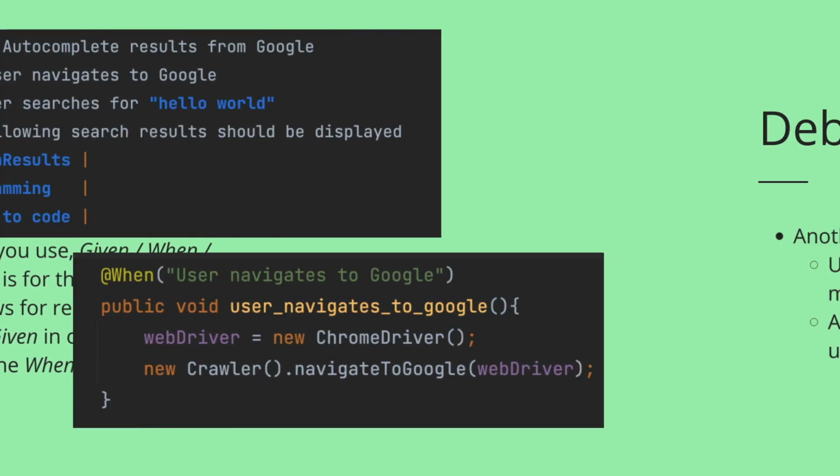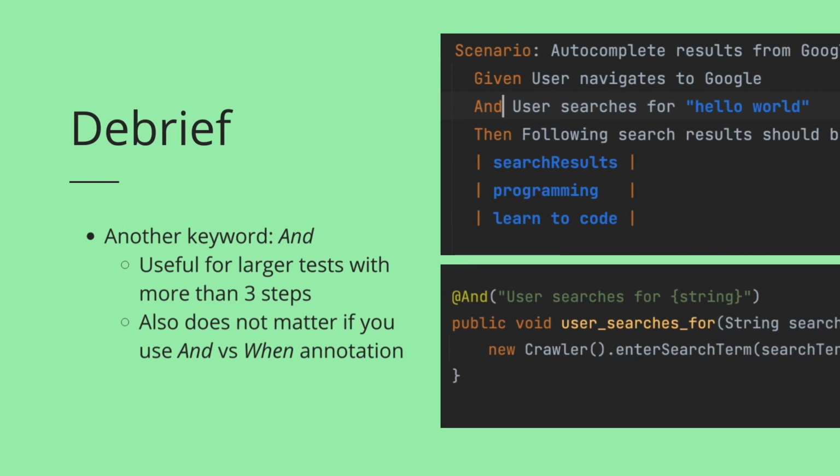There is another keyword that we did not cover. It's and. And can come after given, it could come after when, or it could come after then. This is useful for larger tests that have more than 3 steps.